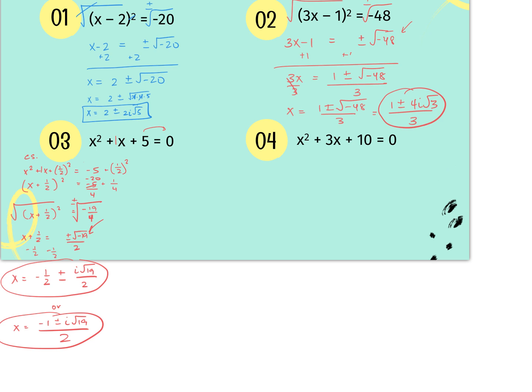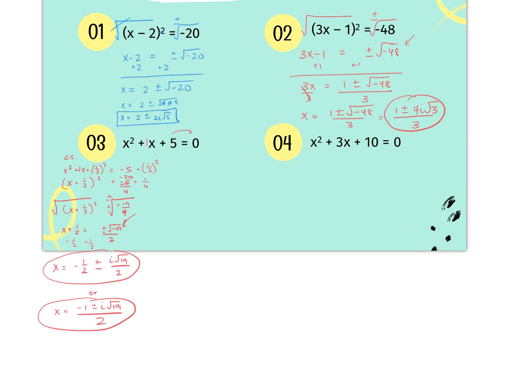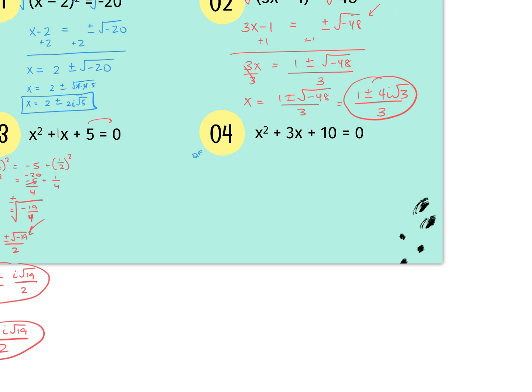So again here, I could choose quadratic formula or completing the square. Since I did completing the square in the other one, let me do quadratic formula for this one, okay? So again here, my A is 1, my B is 3, and my C is 10. So x equals the opposite of B plus or minus the square root of B squared minus 4 times A times C all over 2 times A. So x is negative 3 plus or minus the square root of 9 minus 40 all over 2. So negative 3 plus or minus the square root of negative 31 over 2.